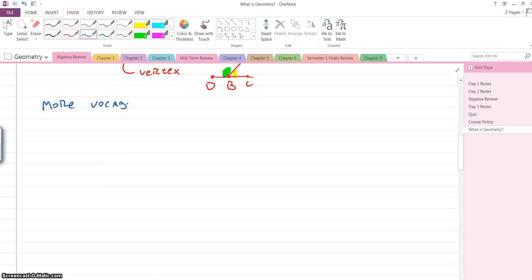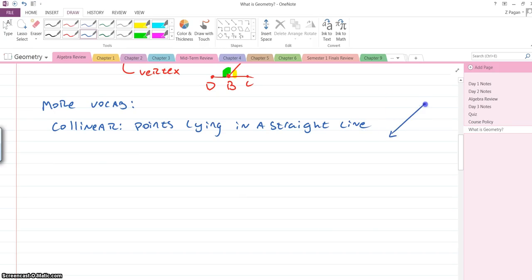Now, I talked about three non-collinear points being on a plane, and I said non-collinear means they don't lie on the same line. So what do you think collinear means? Well, if non-collinear means they don't lie on the same line, collinear means points lying in a straight line. So if 3 points lie on a line, it's said to be collinear. So we could say points A, B, and C are collinear. They all lie on the same line.